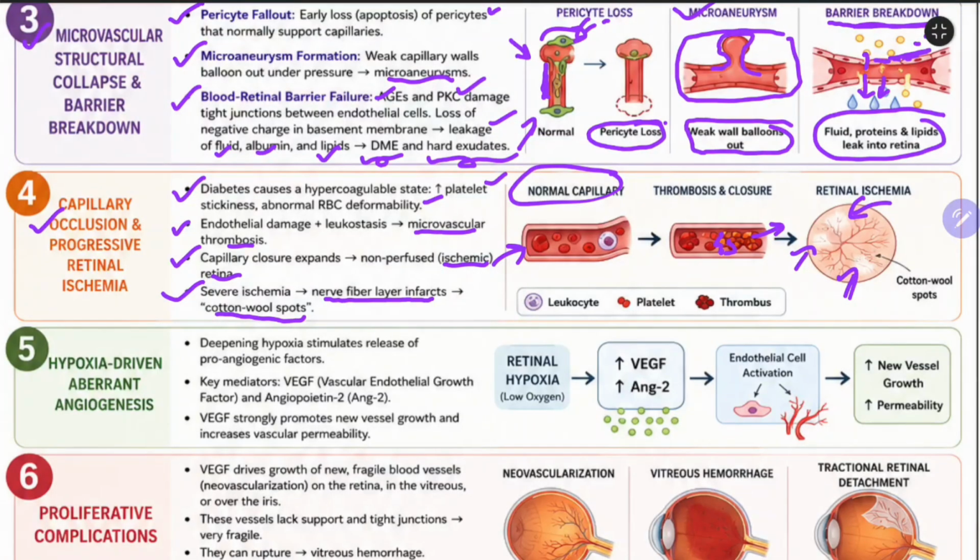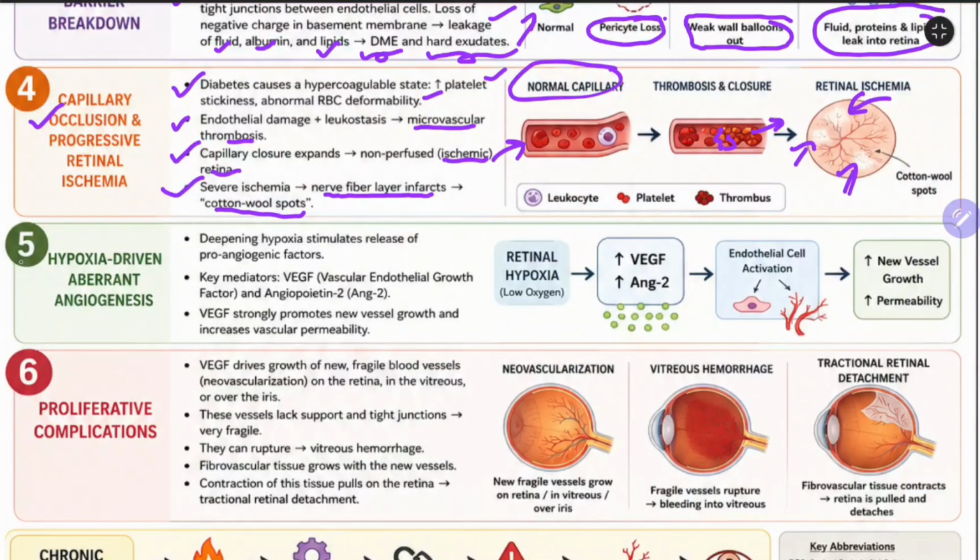Okay, so this is the initial stage, with leakage. Later what will happen is, because the retina is suffering from hypoxia, compensatory mechanisms will start acting, and there will be development of new vessels. So hypoxia-driven aberrant, meaning abnormal, angiogenesis. Deepening hypoxia stimulates release of pro-angiogenic factors. Key mediators in this are two things: VEGF, nothing but vascular endothelial growth factor, and angiopoietin 2.